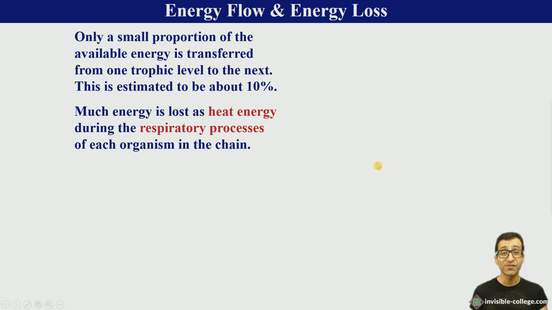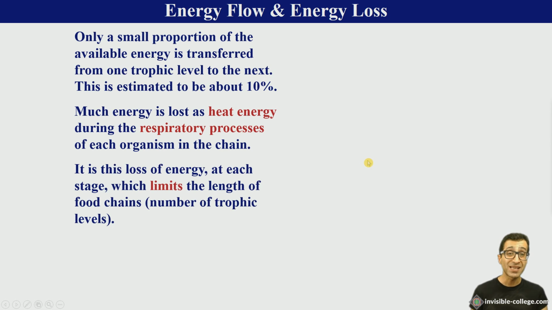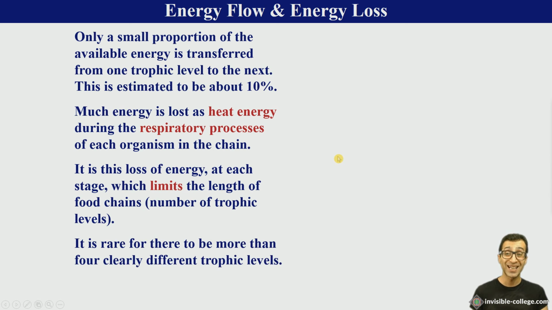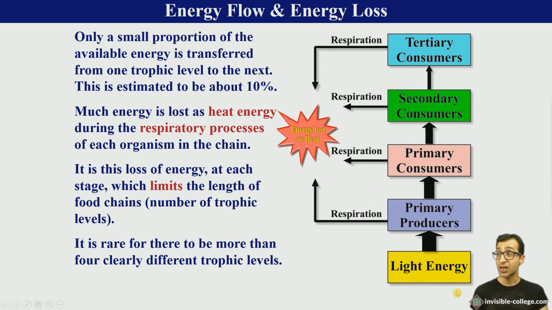Now, it's this loss of energy at each stage which limits the length of food chains, or the number of trophic levels, and it's actually rare for there to be more than 4 clearly different trophic levels. So most food chains don't go beyond the tertiary consumer, because by the time you get to the tertiary consumer, the available energy to be passed on is insufficient to provide sufficient energy and nutrients to another trophic level above this one.